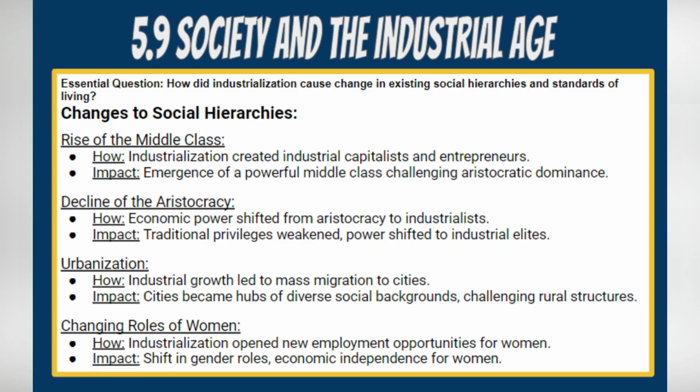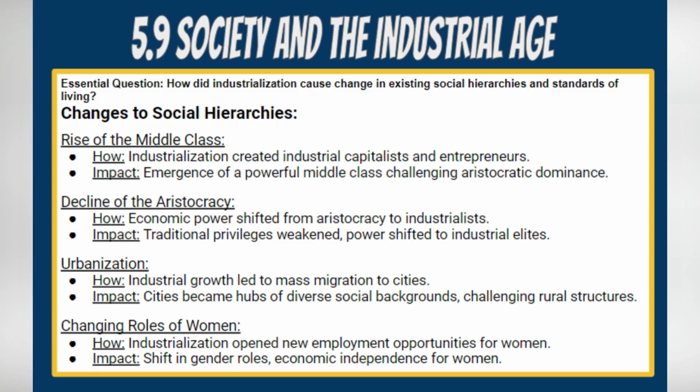3. Urbanization. How industrialization led to the growth of cities and urban areas as people migrated from rural areas to work in factories. Impact: urbanization challenged the traditional rural social structures. Cities became melting pots of diverse social backgrounds, fostering a more fluid social environment.